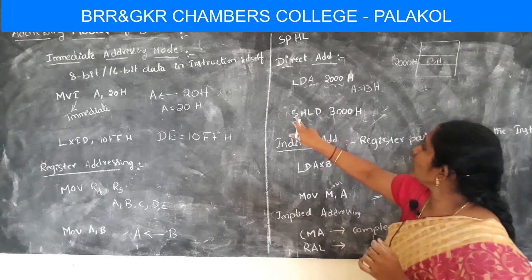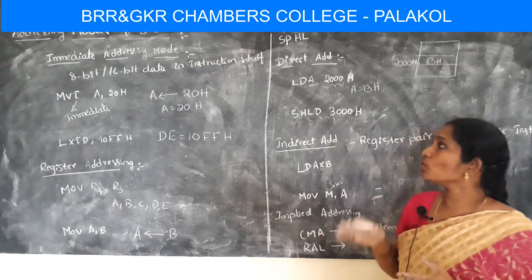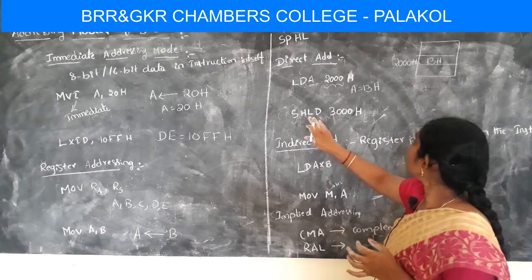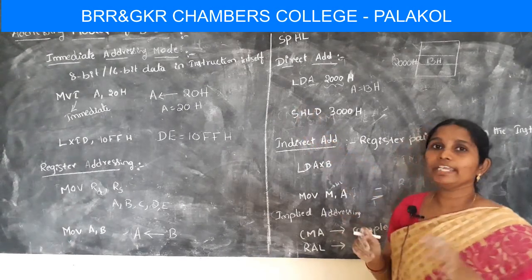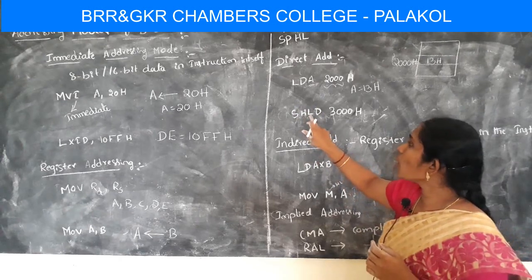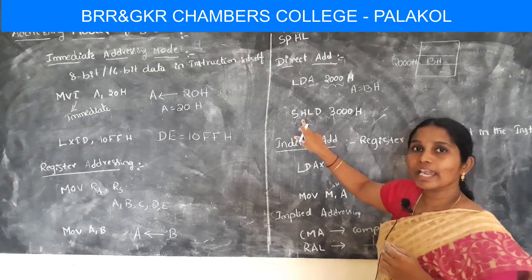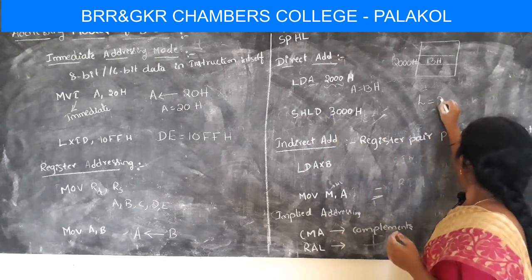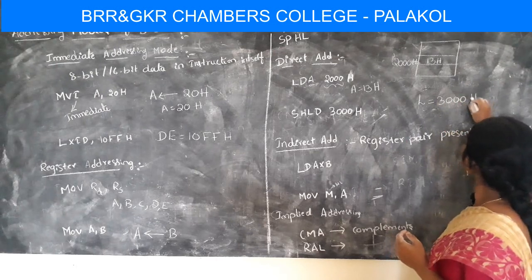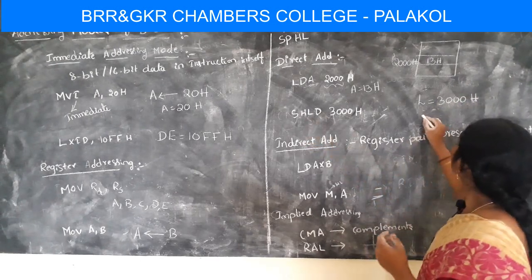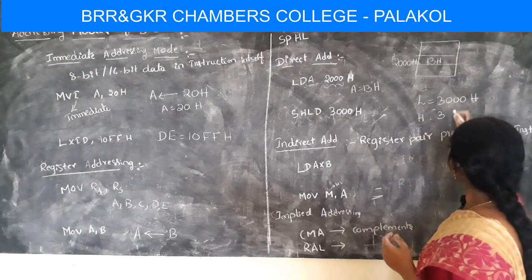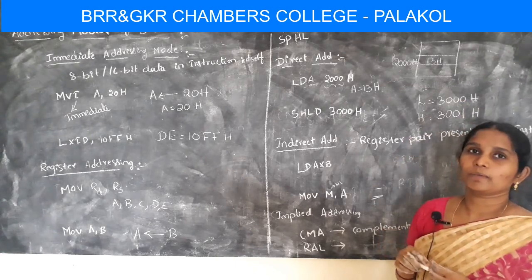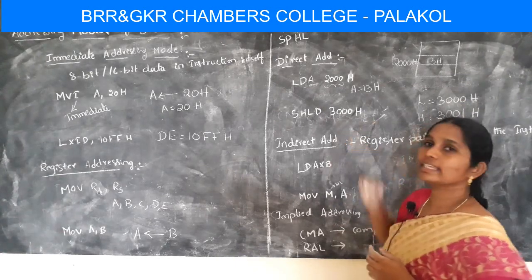Another instruction is SHLD, which means store the HL register pair. Here it is divided into two parts: the lower order and the higher order. The lower order is saved at the 3000H address location, and the higher order is saved at the next location, that is 3001H, from the H register. That is the meaning of this instruction.